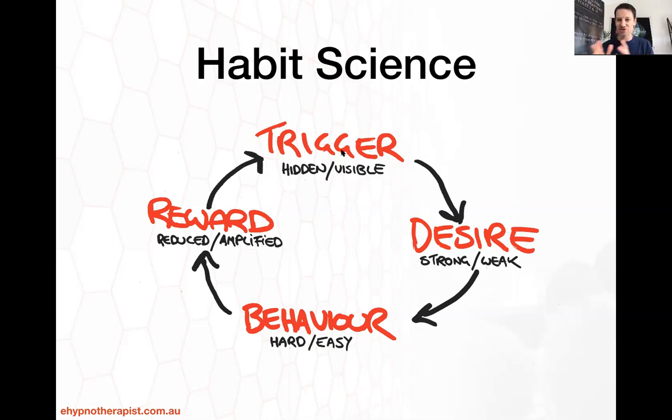So it's about looking at strong desire or weak desire. And then we move to behavior. Behavior is really the observable behavior, the behavior that you're doing. That's when the quote unquote bad habit is happening or the good habit is happening. We want to look at that behavior and how we can make it either easier or harder. So if it's something that you want to stop doing, make it harder.